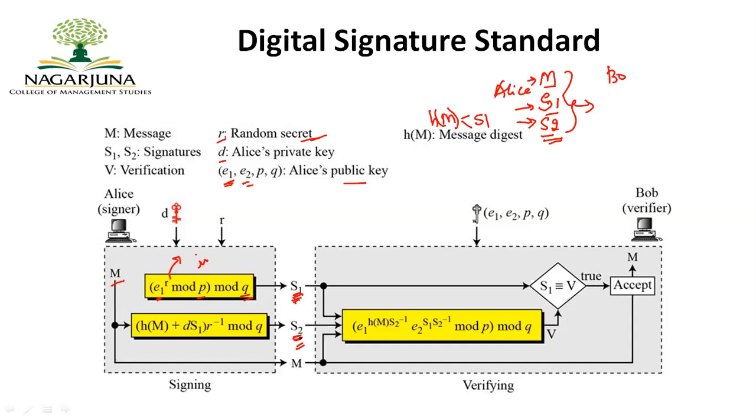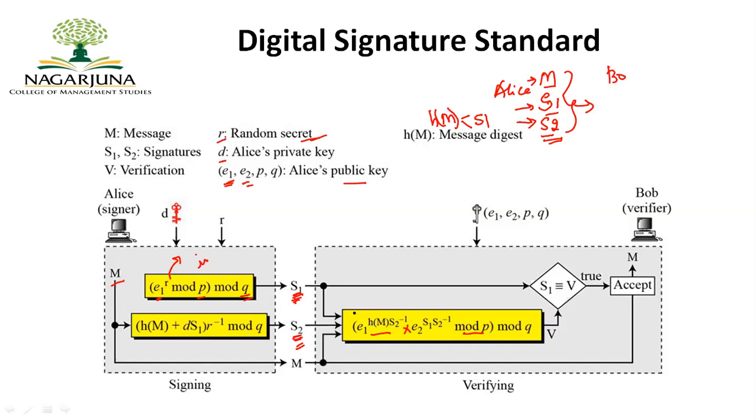So what he does now, he is going to receive S1 and S2. With the help of S2, he performs an operation where he takes your public key E1 with the power of the hash value of your message divided by your digital signature S2, and performs a product operation with E2 with the power of S1 divided by S2, and performs a mod operation with P. So now it is E1 to the power of the hash function of the message divided by S2, times E2 to the power of S1 divided by S2, mod P, mod Q.